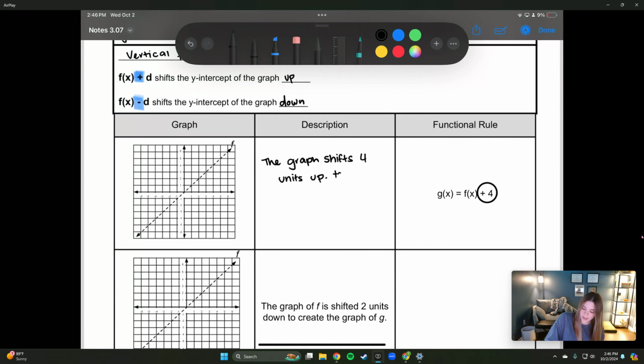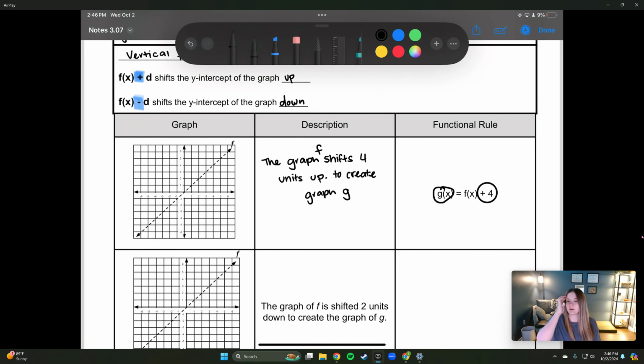4 units up to create graph G. The original graph was f, right? So the graph f shifts 4 units up to create graph G. Now you can kind of paraphrase that. You don't have to put exactly what I said as long as it means the same thing. Graph f shifted 4 units up to create graph G because we have this plus 4 here. Okay? Let's look at that next example.